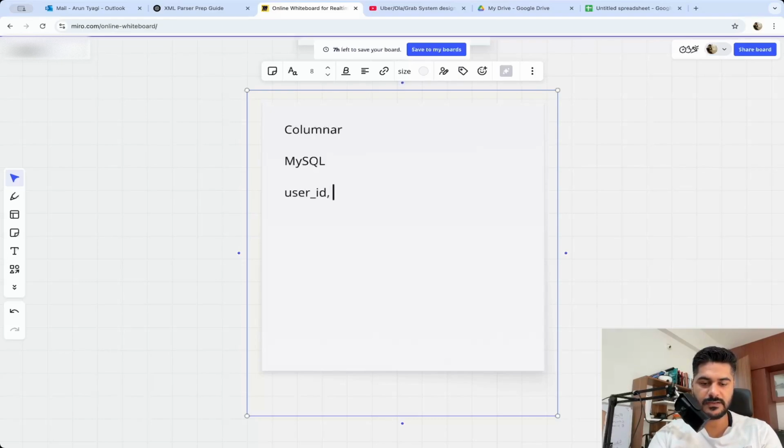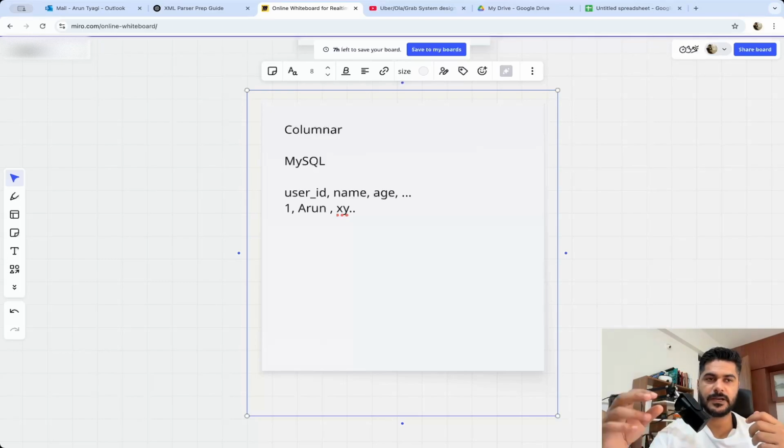Then you have the name of the user, then the age of the user, and several different things, right? So how you will store it is: one, then my name is Arun, then my age is whatever XY, right? Same way, one by one you will store it. But if you need things like aggregation on a column, average, sum, all those things we talked about, trending, right? That means on a particular column you need it.